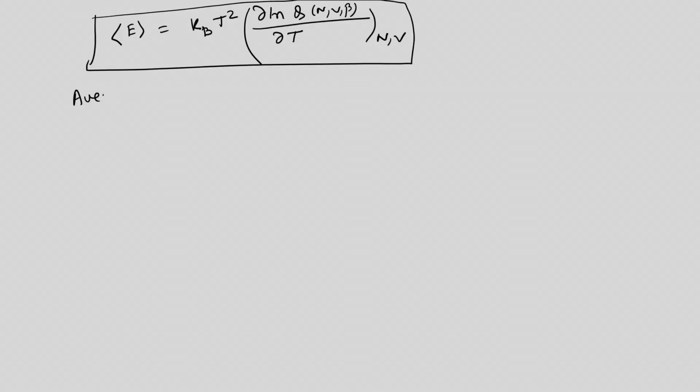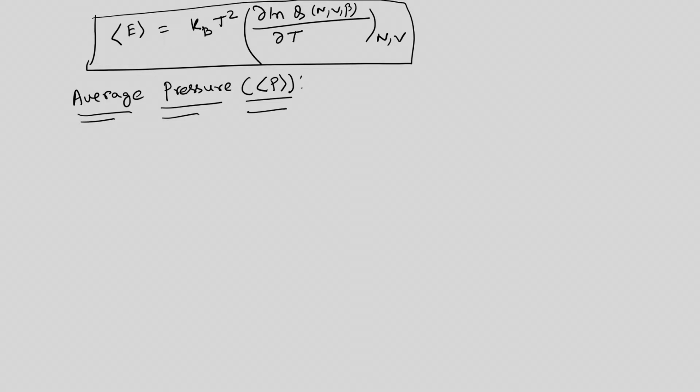Okay. Now, we will calculate average pressure. Since we are dealing with the canonical partition function, in the canonical ensemble number of particles, volume and temperature are fixed, so pressure can fluctuate. So, we will calculate average pressure. To do this, we will start with the expression for average energy. Just now we have seen average energy, which is nothing but internal energy.